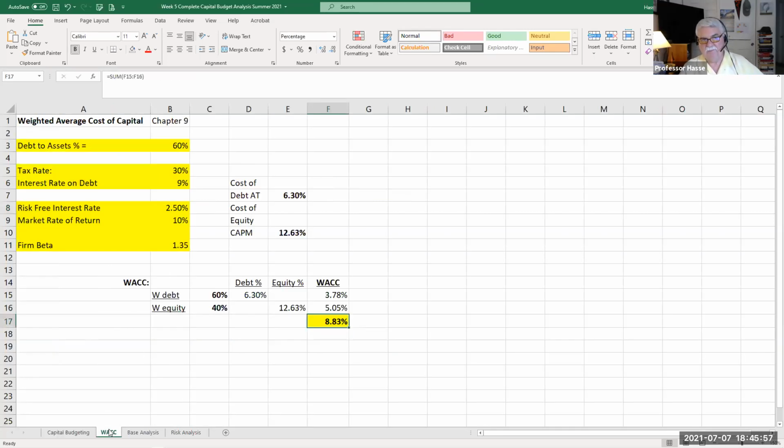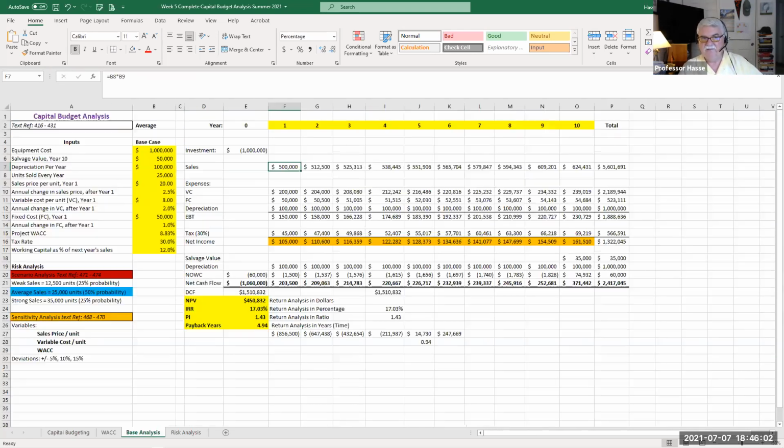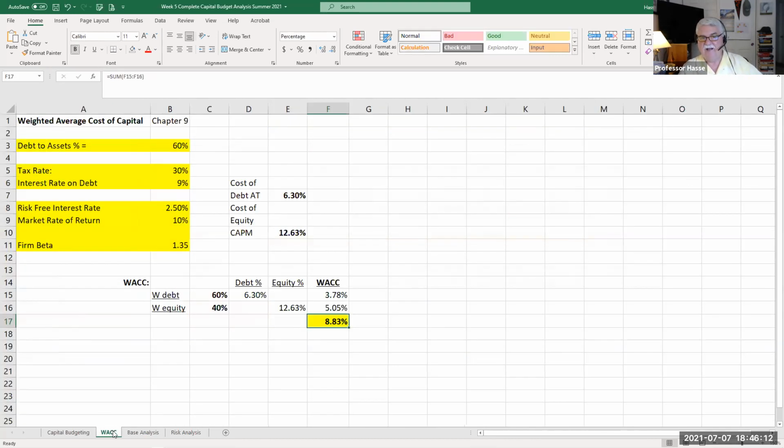Remember, we talked about weighted average cost of capital last week. In this capital budget analysis, notice that the weighted average cost of capital for this project is 8.83%. Here's the calculation of how that came about in this problem. They have a 60-40 capital structure in this company. Their tax rate is 30%. Their interest rate on the long-term debt component of this company is 9%. Thus, their after-tax cost of debt is 6.3%.